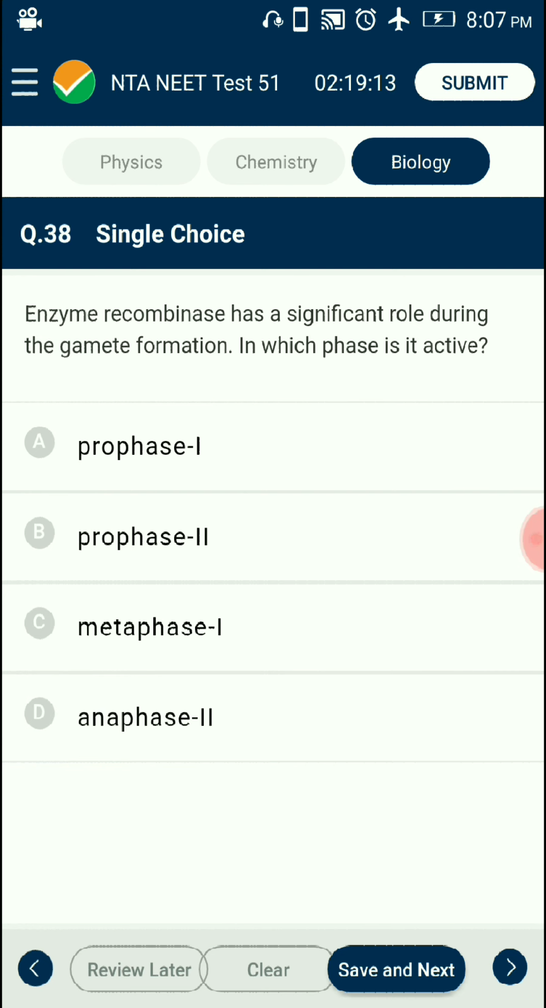Question number 38. The enzyme recombinase has a significant role during gamete formation. In which phase is it active? The crossing over process occurring in the meiotic division is an enzyme-mediated process. The enzyme involved, recombinase, participates in the process of crossing over during the pachytene stage of prophase 1. So the answer is option A, prophase 1.